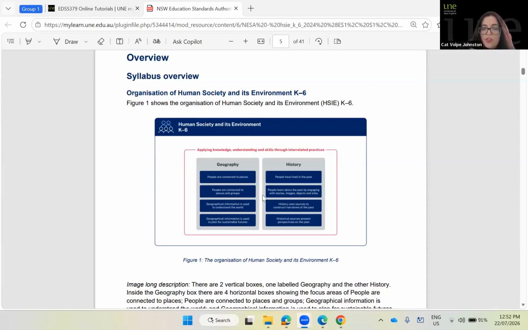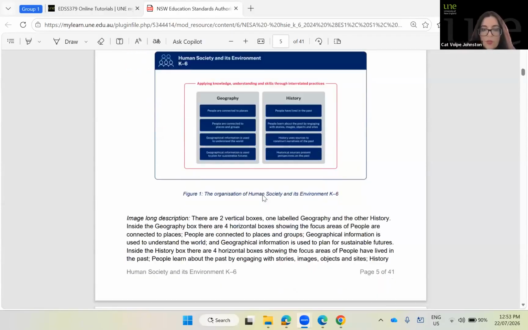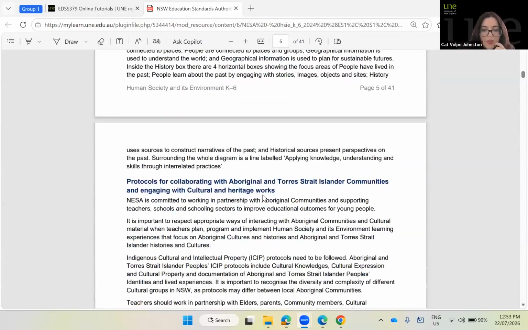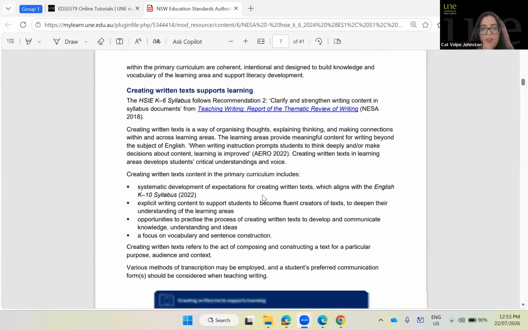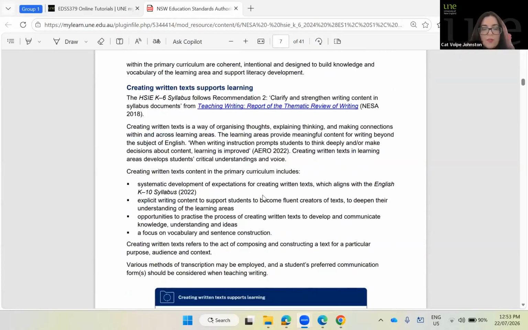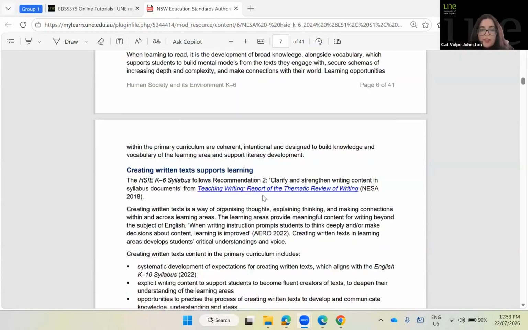So as we go through these, just remember that the four units of work are for two year levels, except for early stage 1, which is exactly the same. So you can go through this and have a read through. I won't go through all these different parts. There is one section that I'll go through as we look through the outcomes.